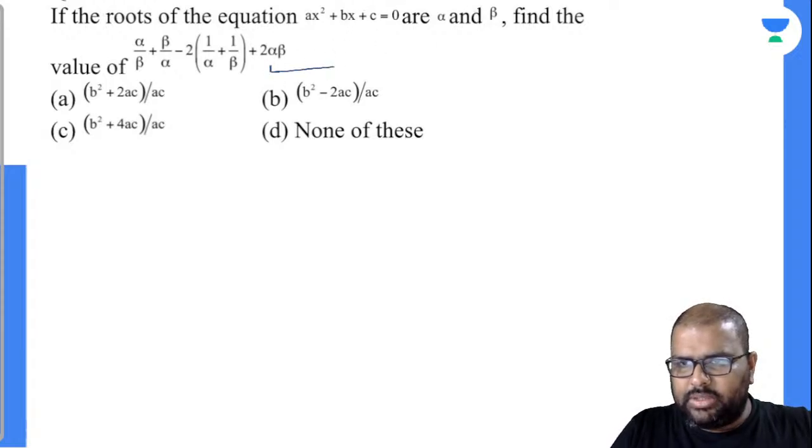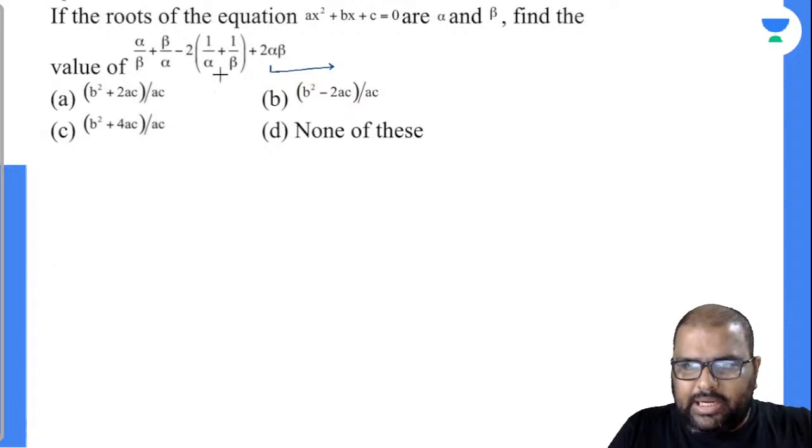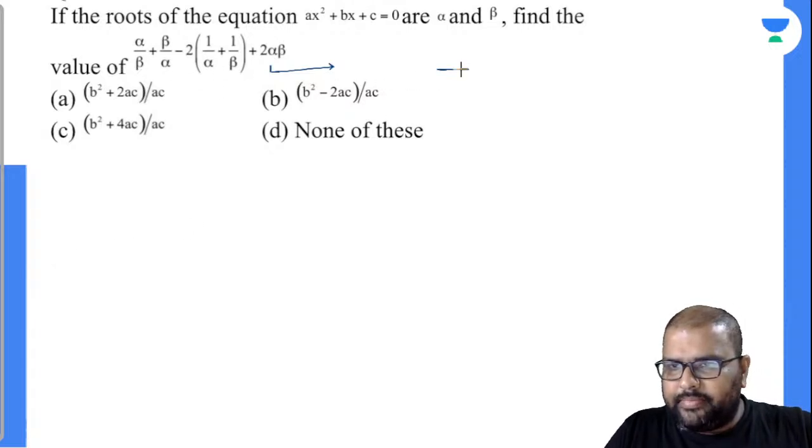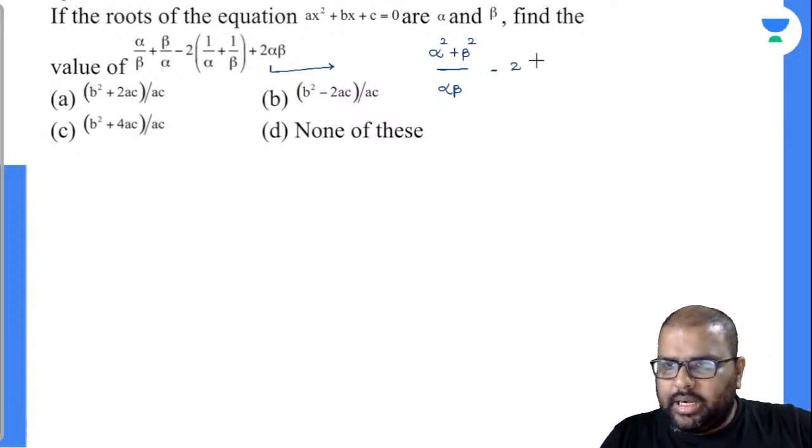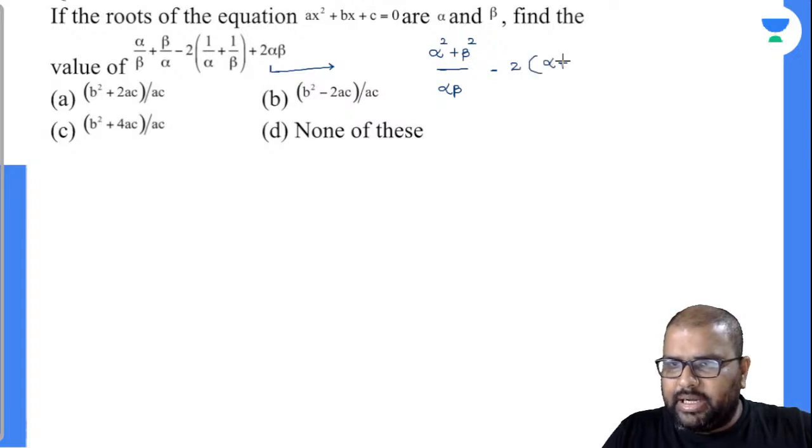So can I write down this equation like this? I'll take the LCM here, which will be alpha into beta. Now automatically here beta is there, now it will become alpha square, now plus beta square. Am I right or wrong? Yes. Minus 2 into, can I write down like this directly? See here, 2 into alpha plus beta divided by alpha beta. I am writing like this to make sure it is in the format of sum of roots and product of roots, plus 2 alpha beta.